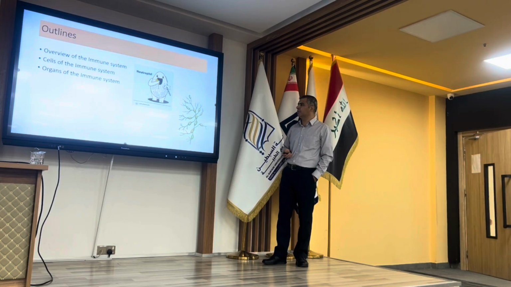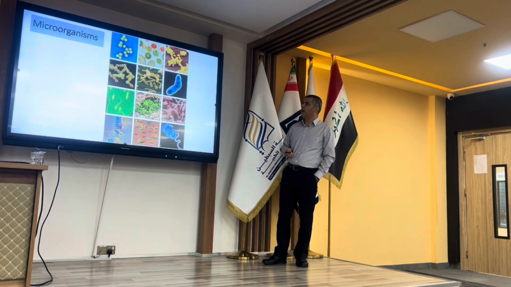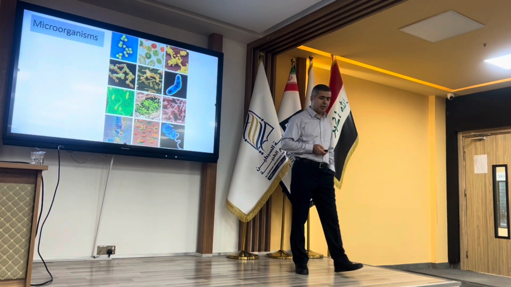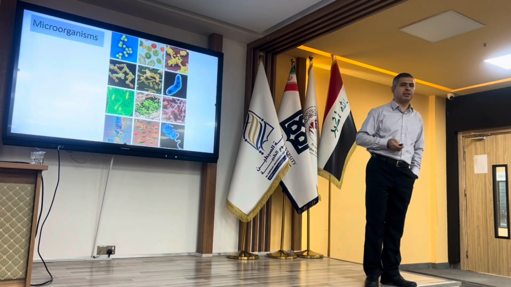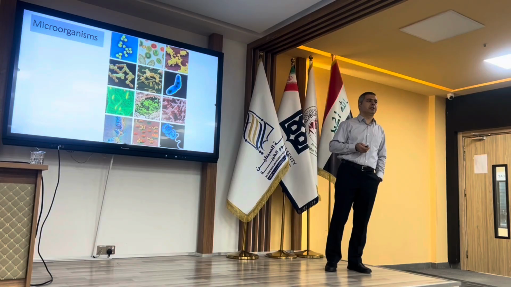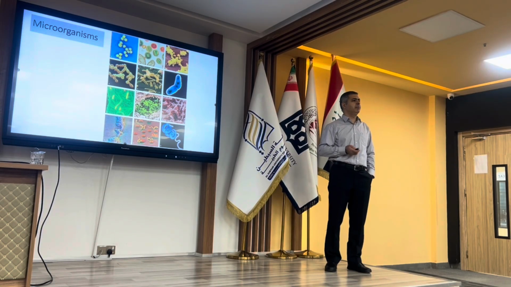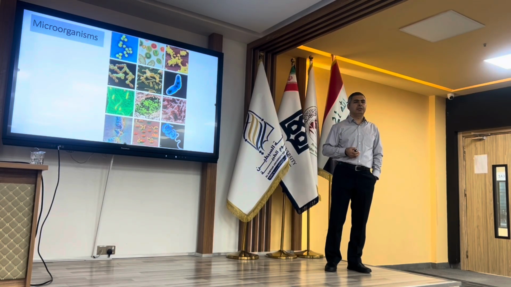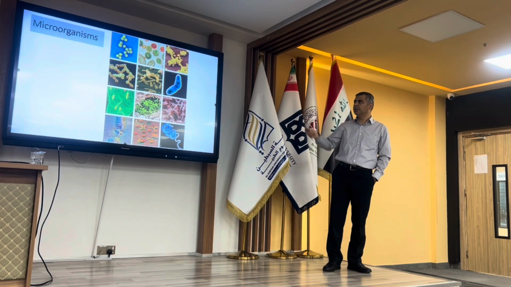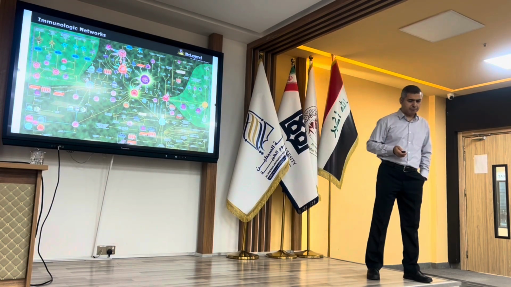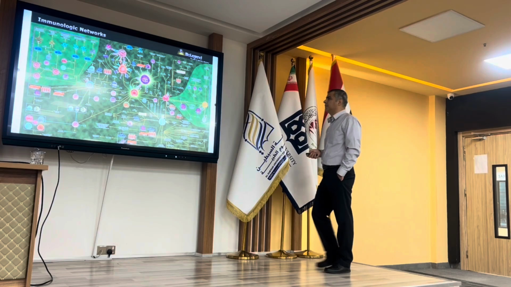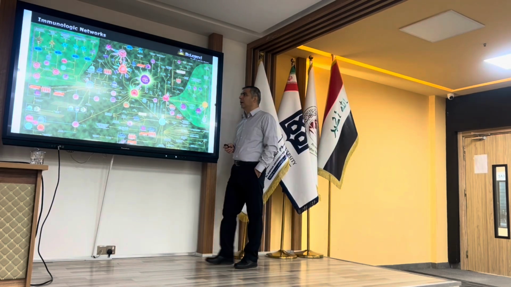Talk about organs of the immune system. I talked about different types of microorganisms that the immune system is going to deal with. So we have different types of immune cells in order to be able to induce different immune responses against different types of microorganisms. And you saw this image in the last session that we have different types of cells.